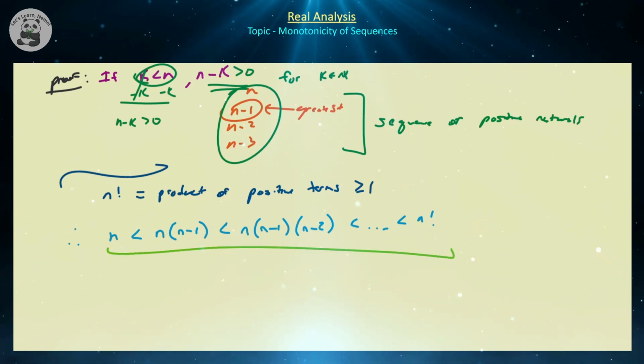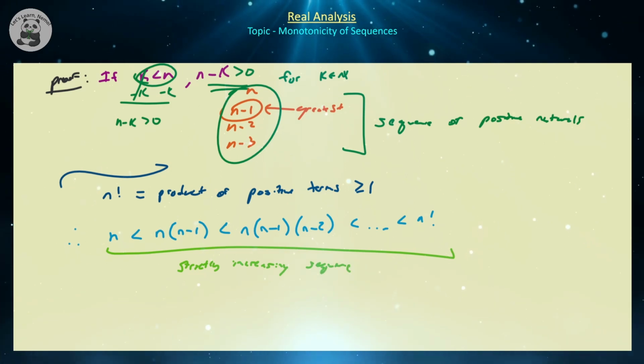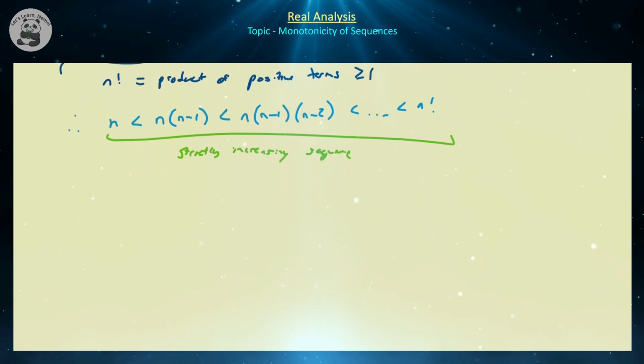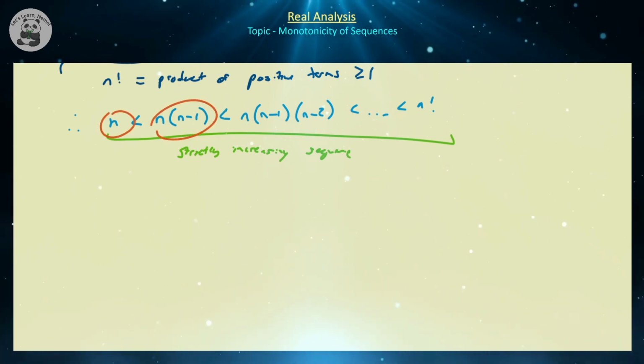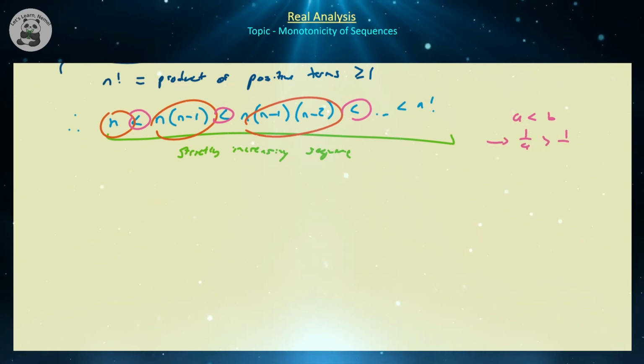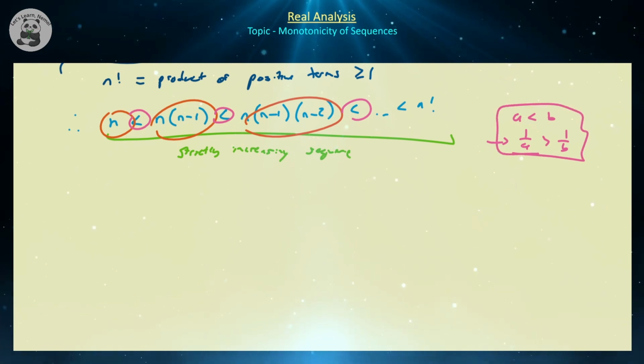So what we have here is a strictly increasing sequence, right? But it's not the sequence that we want, okay? So what we can do is practically reciprocate each of these terms and then reverse our inequality, right? Because remember, if a is less than b, where a and b are non-zero, then that means 1 over a is going to be greater than 1 over b. That's one of the properties of the reals.